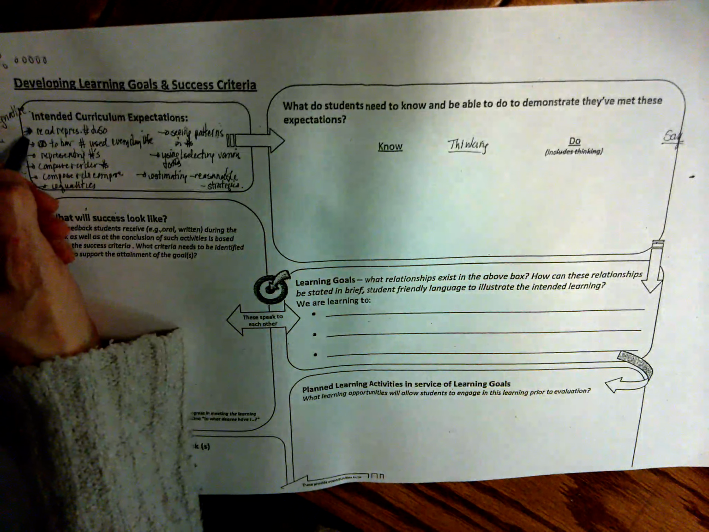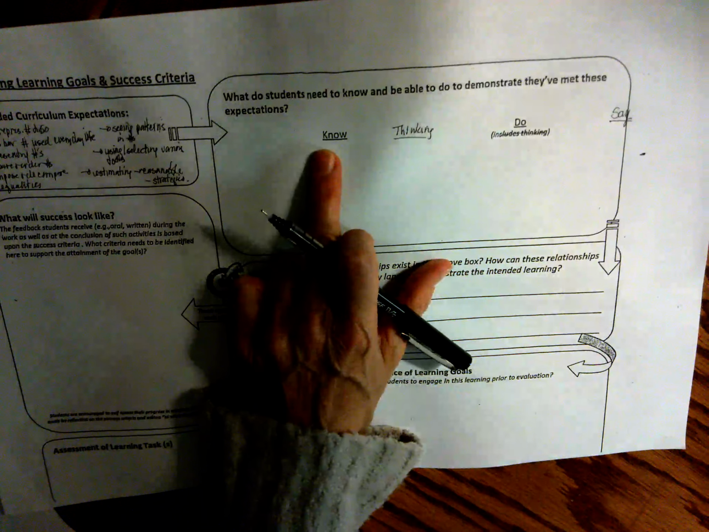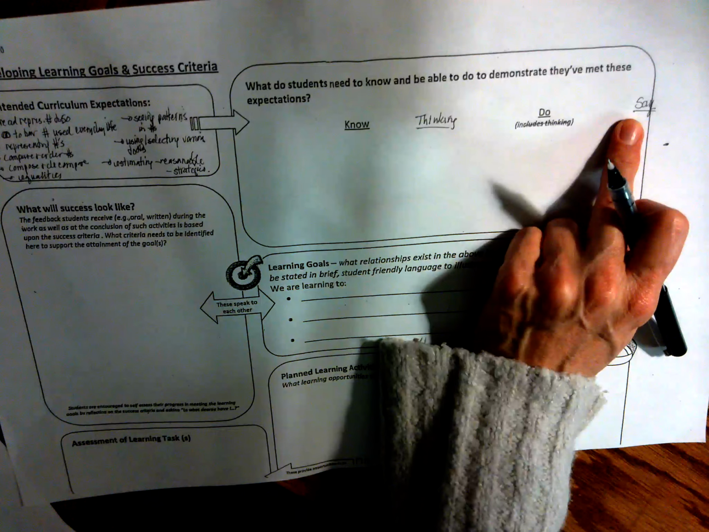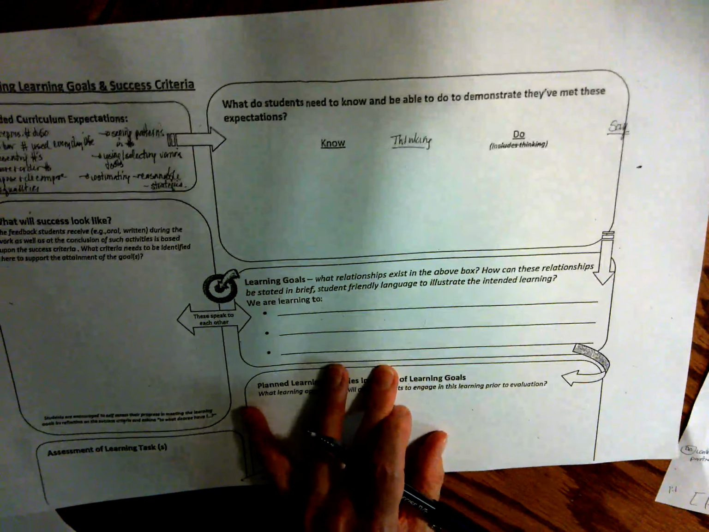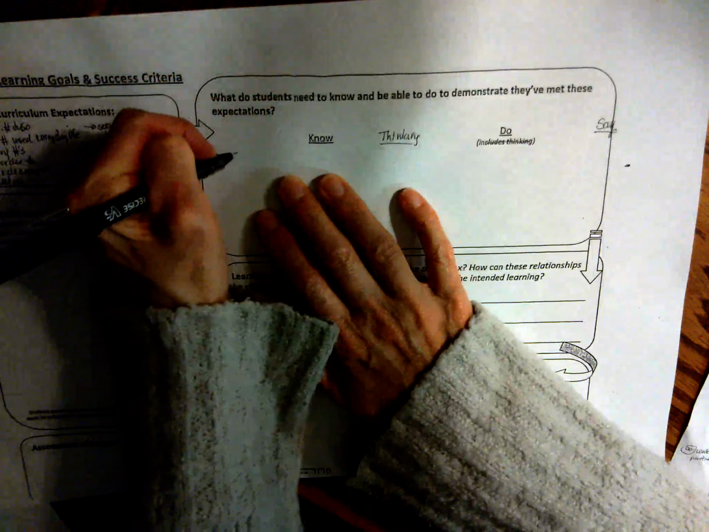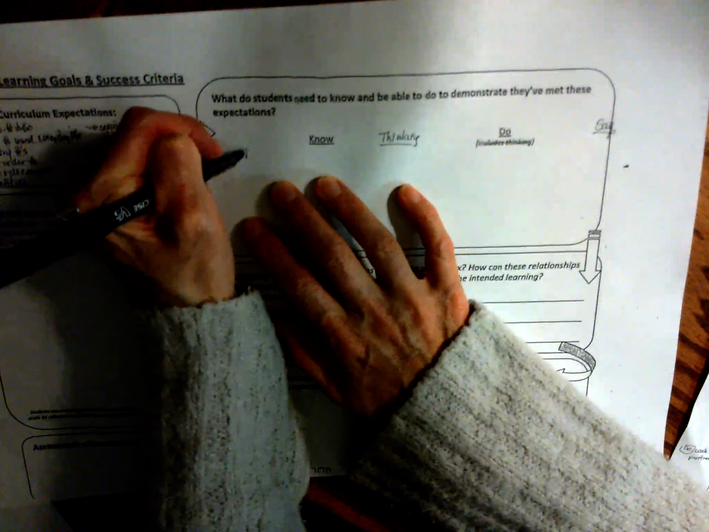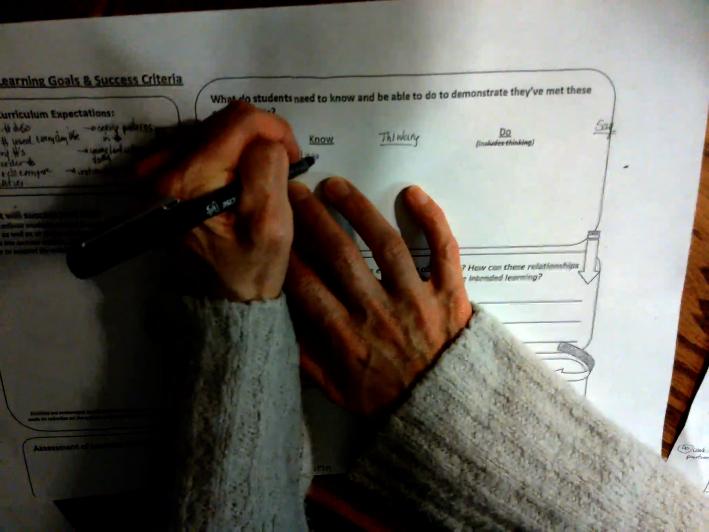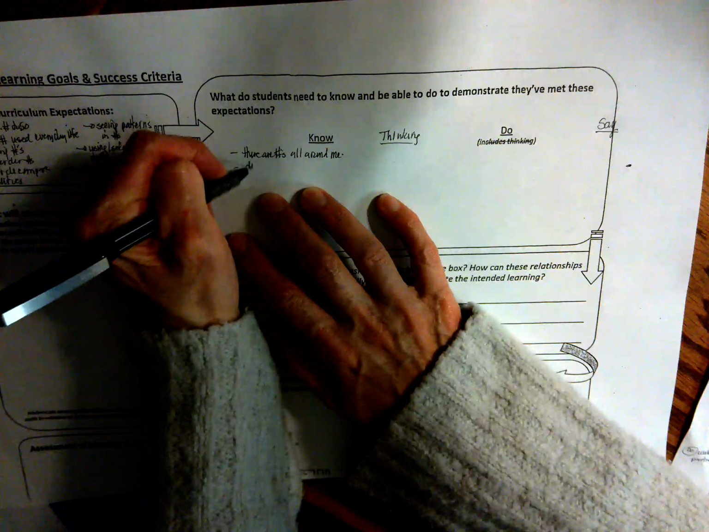So let's talk about read and represent numbers to 50. What do the kids need to be able to know to be able to do that? What do they need to be thinking? What do they need to be doing? And what do they need to be saying? So I'm going to go through that and see if I can think as I go here. So I know that they need to know that there are numbers all over the place. There are numbers in our world. There are numbers all around me. I want them to know that they're used for different purposes.